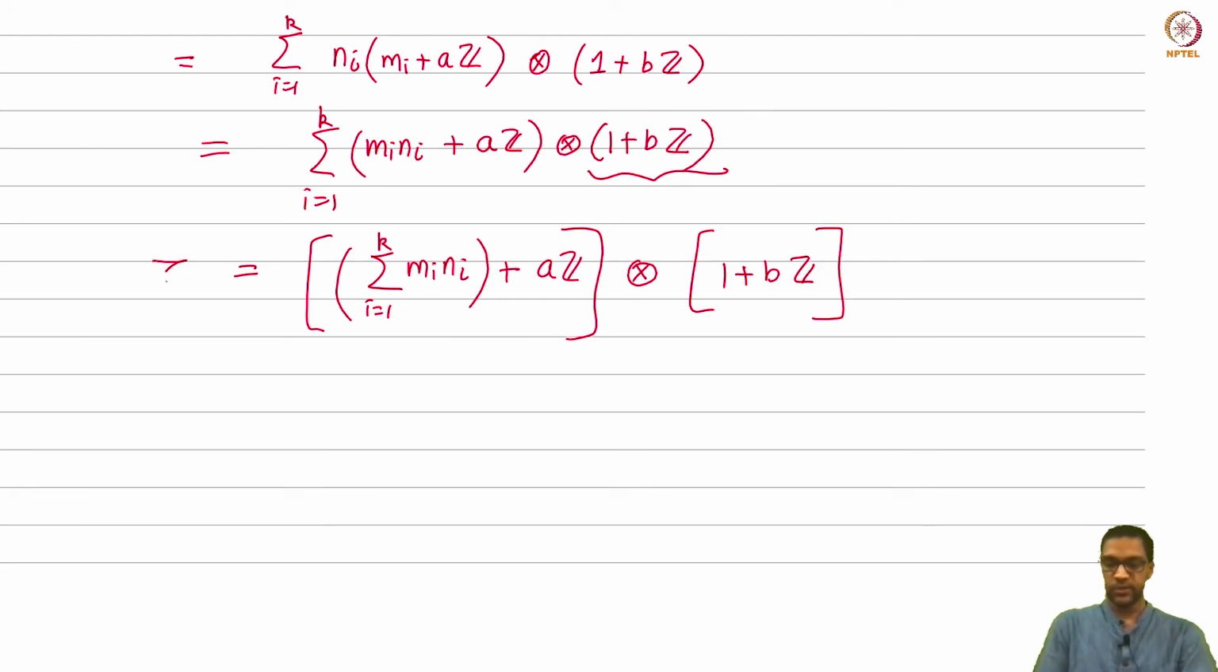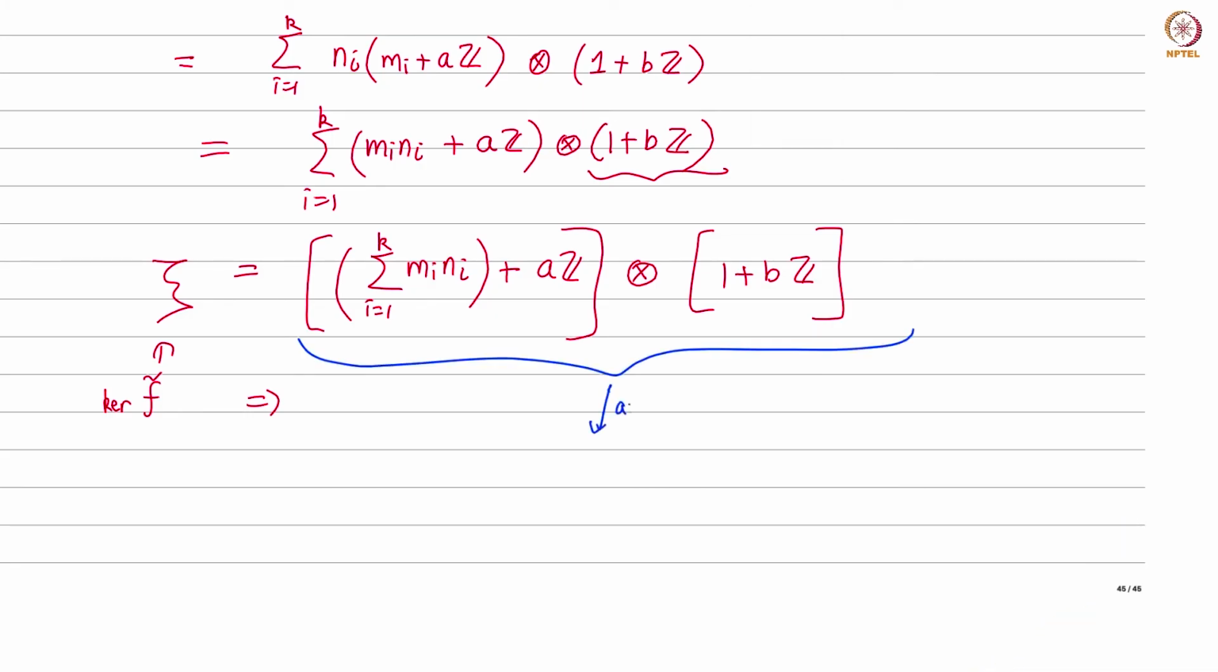Okay, so what I've done is sort of rewritten my element xi, which was in the kernel, in this way, and now I will use the fact that xi is in the kernel. So xi belongs to the kernel means if I apply f tilde to this, I should get 0. So let's do that. You take this, you apply f tilde, and you will get 0.